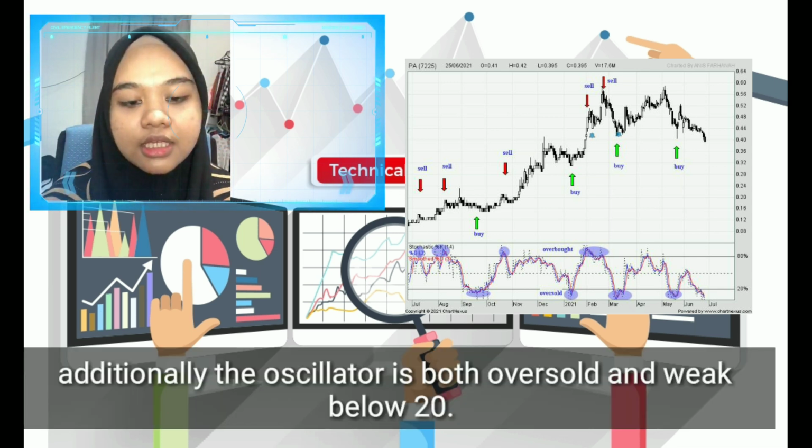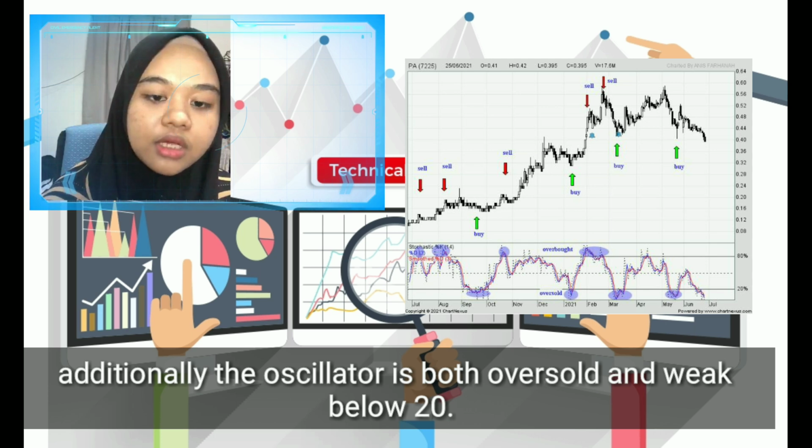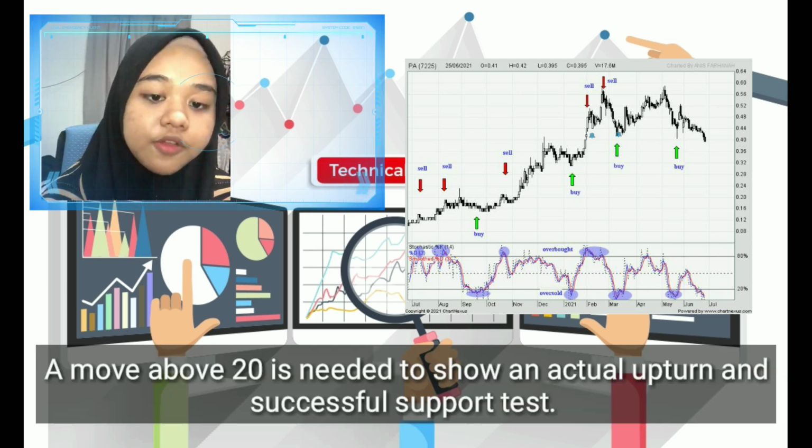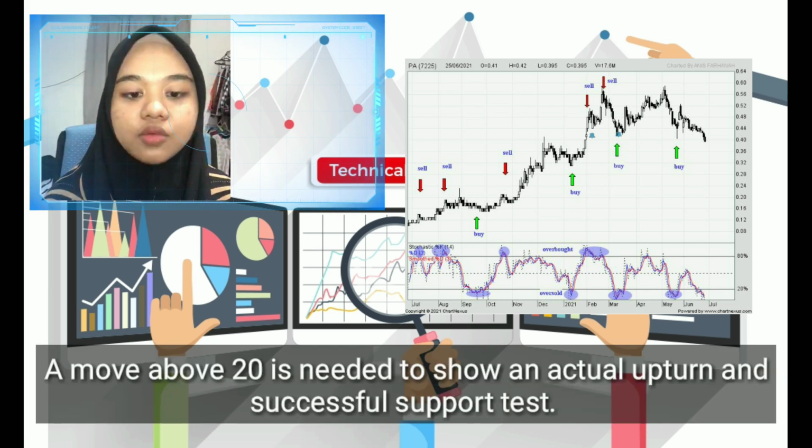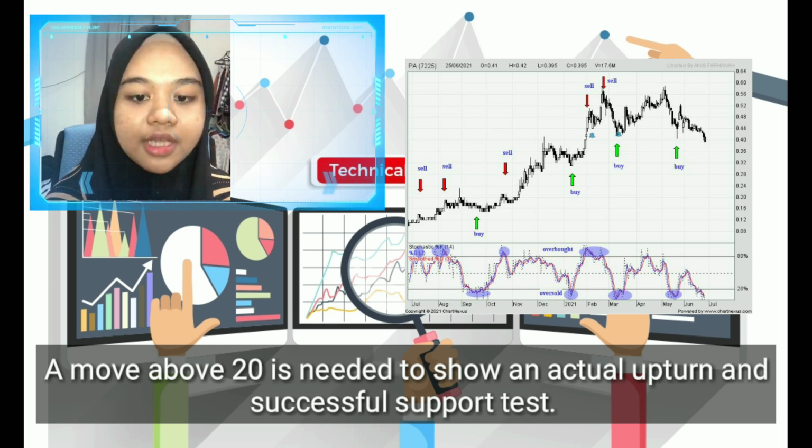Additionally, the oscillator is both oversold and weak below 20. A move above 20 is needed to show an actual upturn and a successful support test.